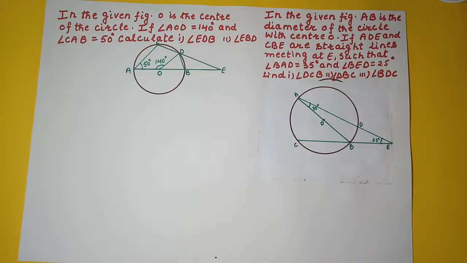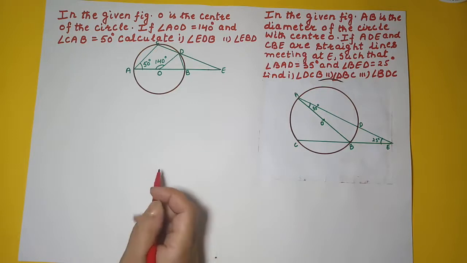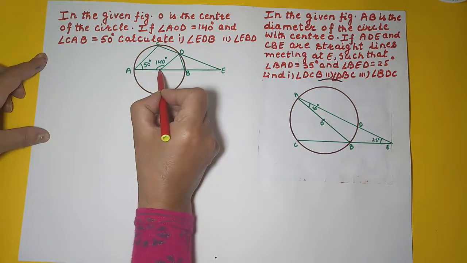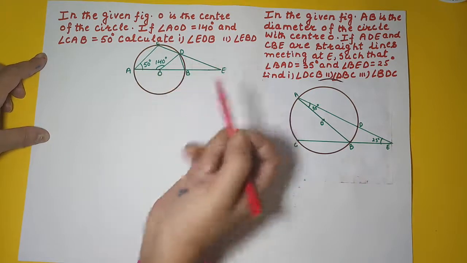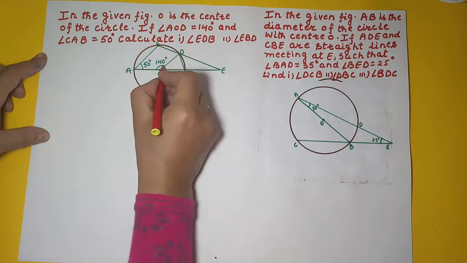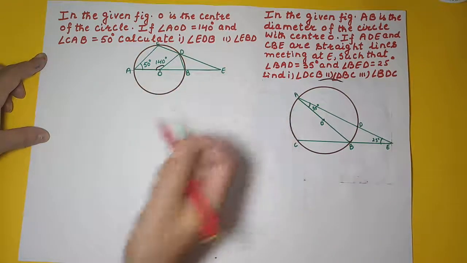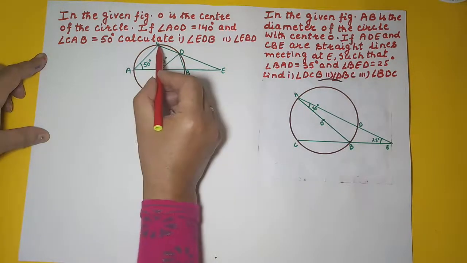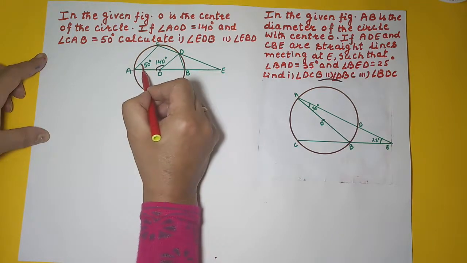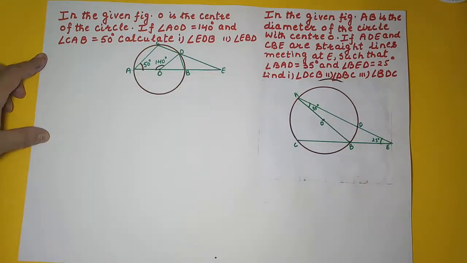We are continuing with the circles. Here in the given figure, O is the center of the circle, right? If angle AOD, this angle is 140, and CAB, this angle is 50 degrees. He wants us to calculate angle EDB.